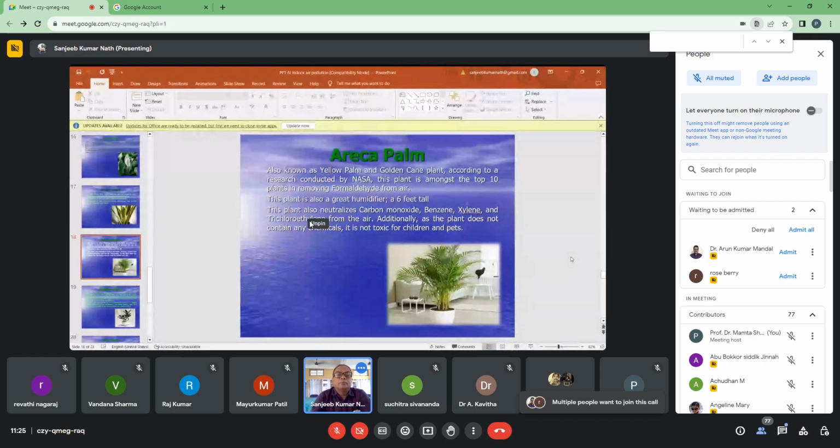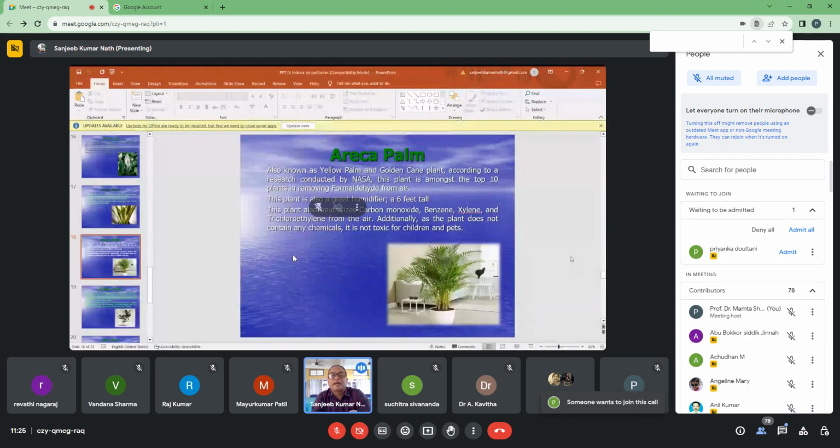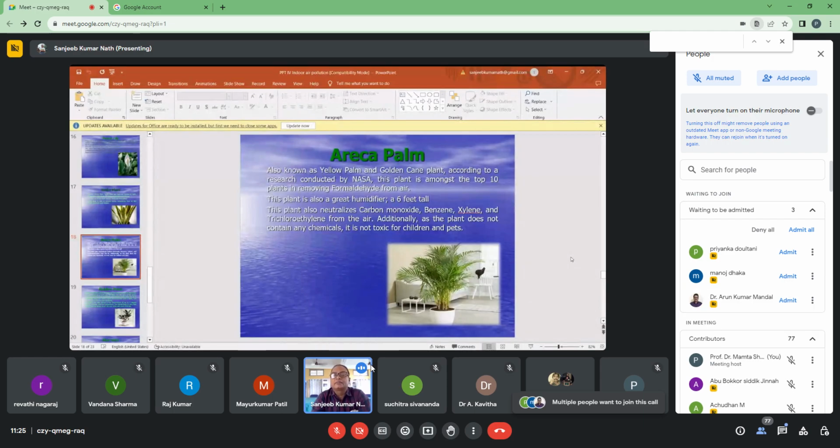Then Areca palm. It is also known as yellow palm and golden cane plant. According to research conducted by NASA, this plant is amongst the top 10 plants in removing formaldehyde from air. This plant is also a great humidifier, a 6 feet tall plant. This plant also neutralizes carbon monoxide, benzene, xylene, and trichloroethane from the air. Additionally, as the plant does not contain any chemicals, it is not toxic for children and pets also. So this is another important plant.